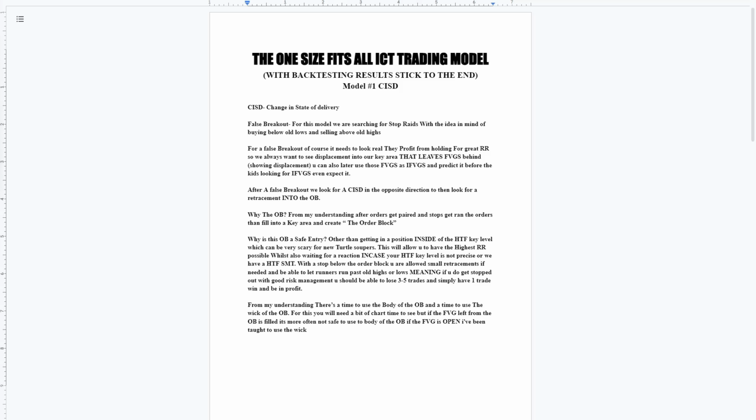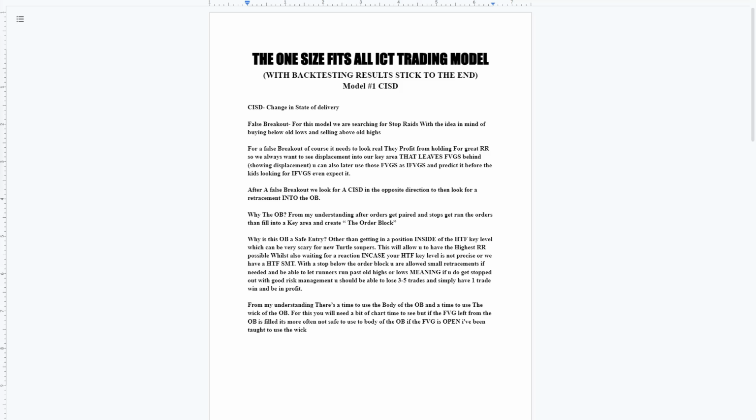I really can't, right? So with Model 1, the CISD, change in state of delivery, it's going to be after a false breakout, right? For the model, we're going to be searching for stop runs with the idea in mind of buying below old lows and selling above old highs. For a false breakout, of course, it needs to look like a real one, so that the breakout traders hold profits for a good long time to get a good RR, right? If they didn't buy above each high and sell below each low, they're not going to have a super high win rate, but they have to hold for a high RR.